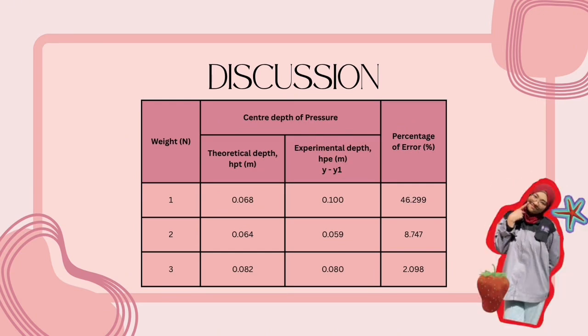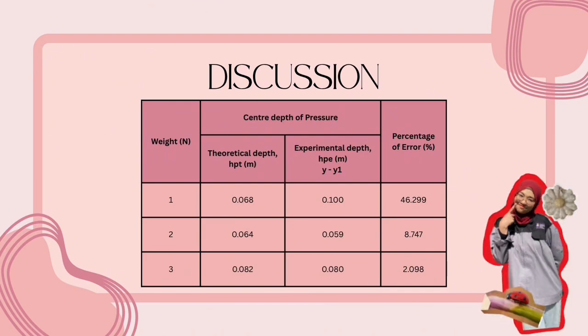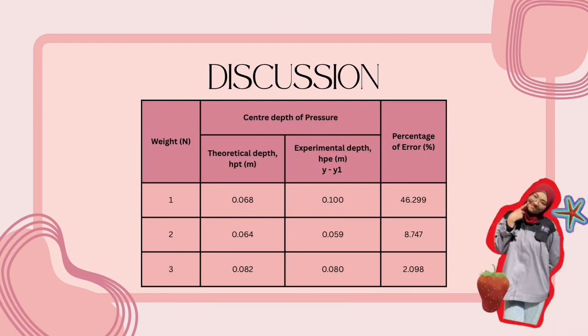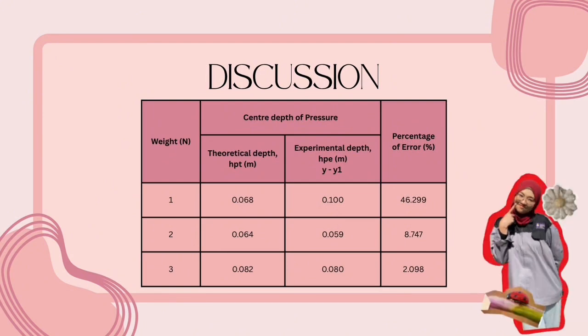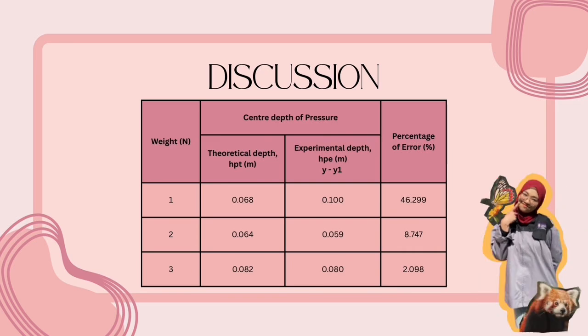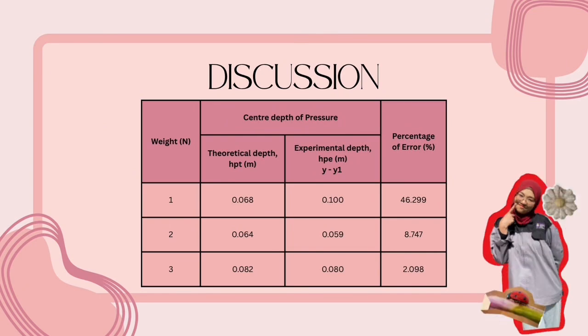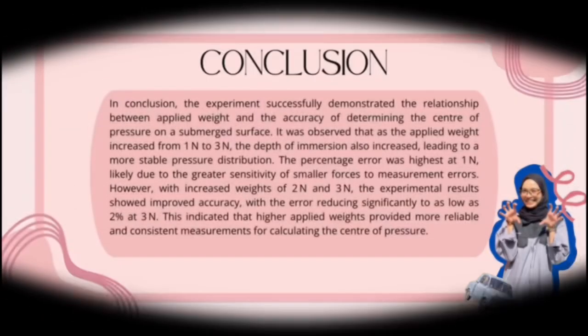At 1 Newton, the percentage error was quite high, around 56%, likely due to smaller force being more sensitive to error. However, as we increase the weight to 2 Newton and then 3 Newton, the results become more accurate. At 3 Newton, the error dropped to just 2%, showing that higher weight gives more stable and reliable measurements for the center of pressure. Conclusion.